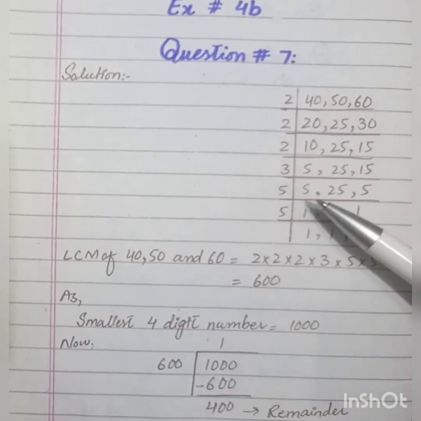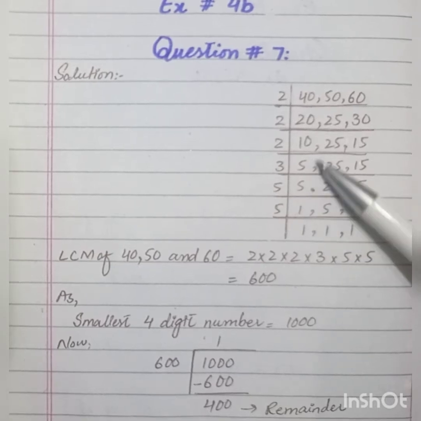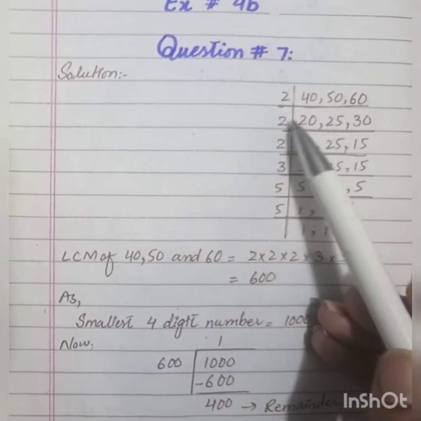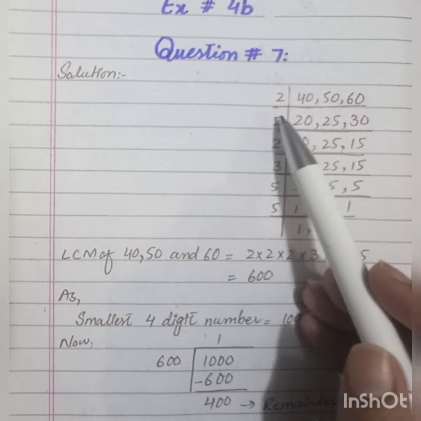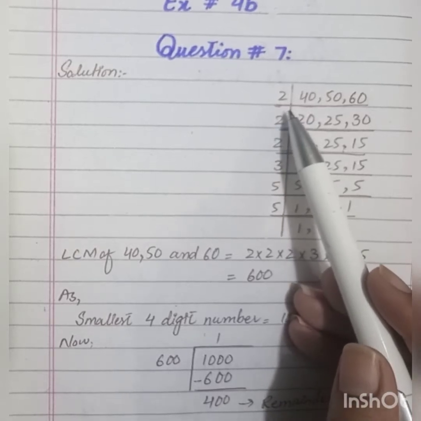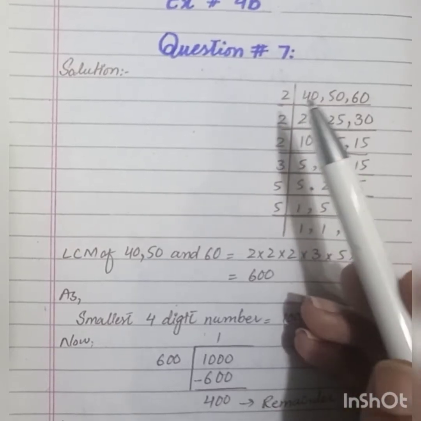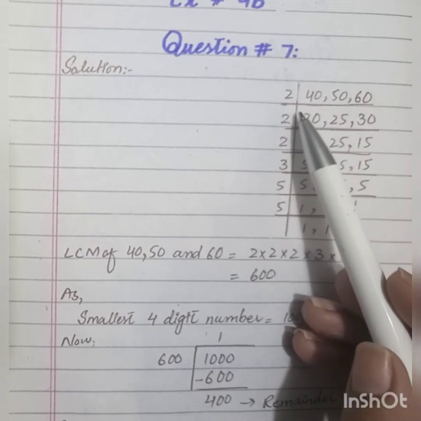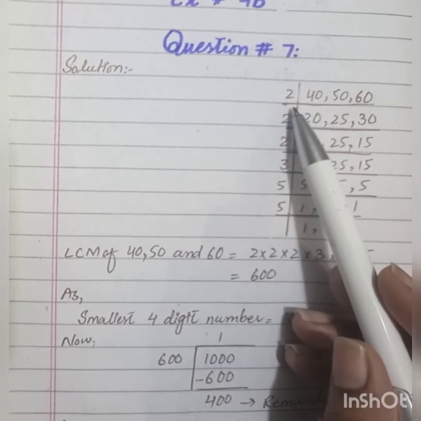So first of all we will find the least common multiple. So in order to find least common multiple, let's see, we can either find least common multiple by division method, by prime factorization method or by common multiple method. So I have selected division method.